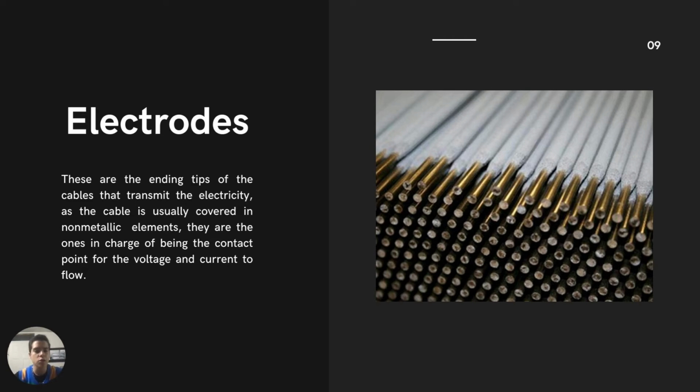Well, for the electrodes, which are the last part of it, they are mainly the ending tips of the cables that transmit the electricity. We know that the cable is usually covered in non-metallic elements, as I was telling you before, such as the oil-filled one, and they are the ones in charge of being the contact point for the voltage and current to flow.